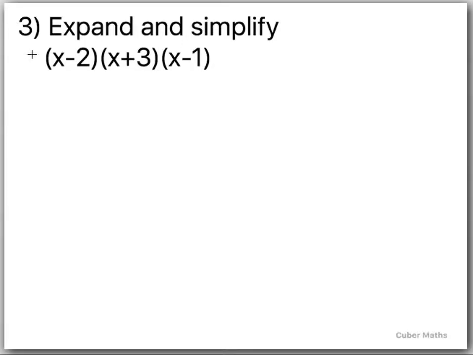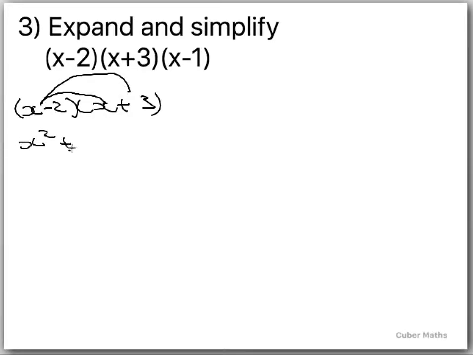Here we have our third problem, and it says, again, expand and simplify. x minus 2, x add 3, x minus 1. So we write out our first two brackets just like before, and expand by the parrot method. x times x is going to give us x squared. x times 3 is going to give us plus 3x. Minus 2 times x is going to give us minus 2x. And minus 2 times 3 is going to give us minus 6.